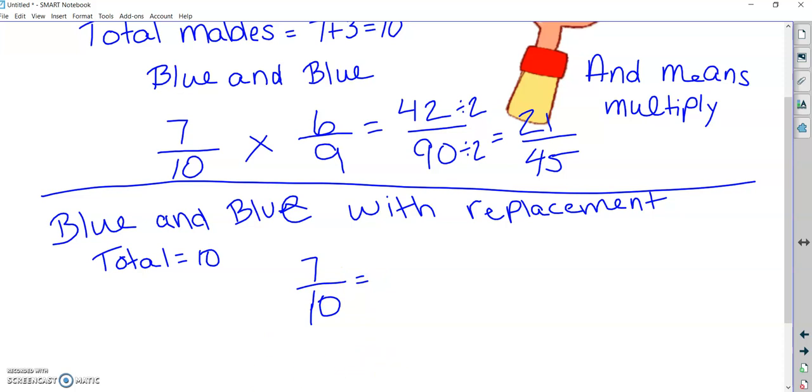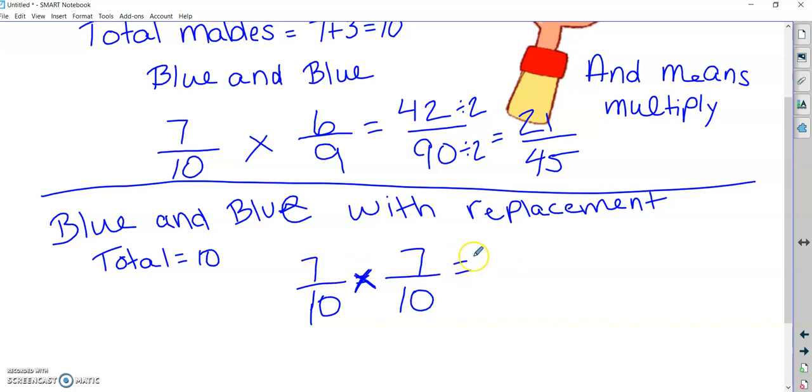Oopsies. That should be a multiplication. This is why I should not talk and write. I get my blue marble and I put it back in the bag. What's the probability of me getting another blue? So how many marbles are in the bag? That's right. We have all 10 marbles. Okay, and how many blue ones are in? And the answer is 7.